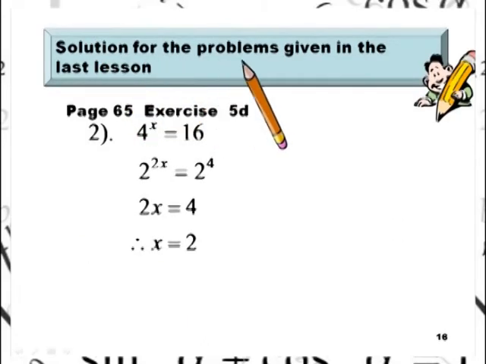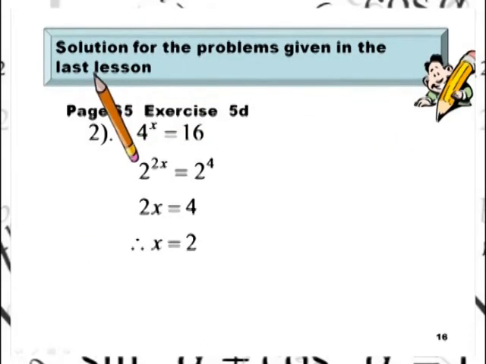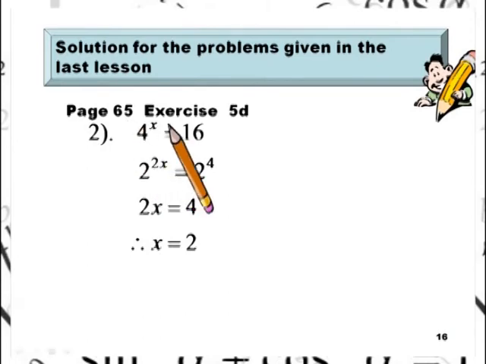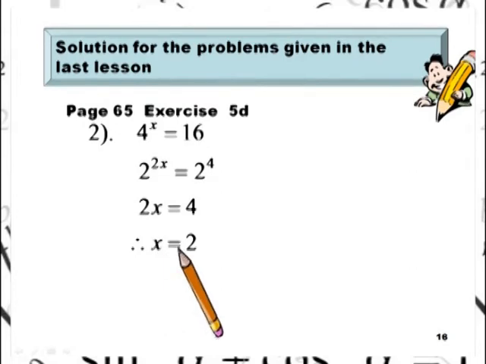Solutions for the problems given in the last lesson. Page 65, exercise 5D. Number 2, 4 to the x power equals 16. 2 to the 2x equals 2 to the 4th. 2x equals 4. Therefore, x is equal to 2.